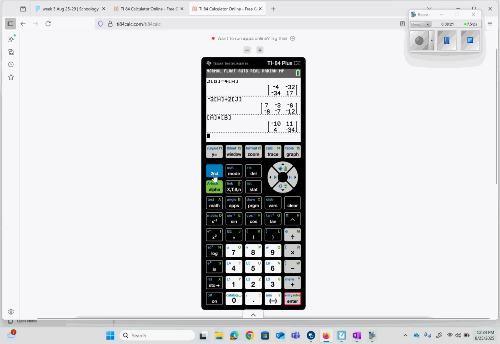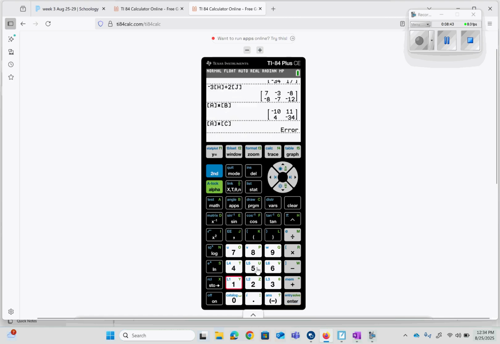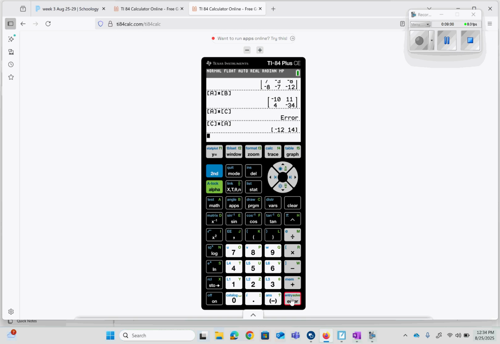And I'm going to go A times C. Second matrix A times second matrix C. And that was an error in domain because A was a 2 by 2 and C was a 1 by 2. So you get a mismatch in your dimensions. Okay. Number 6, you get C times A. There's your answer. And that was number 6.